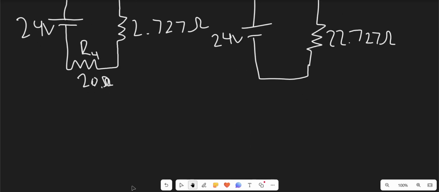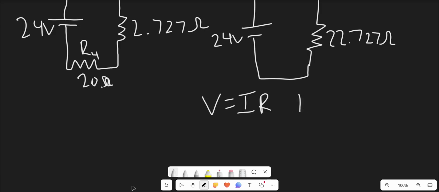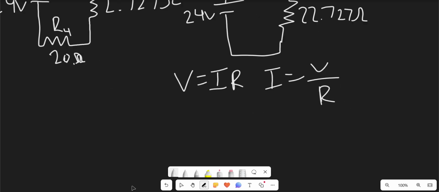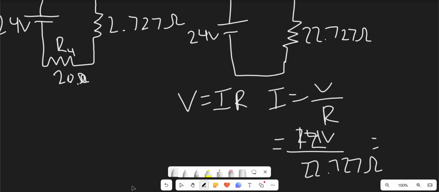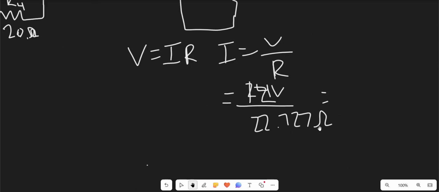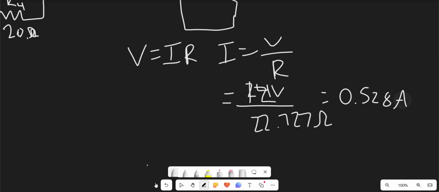So from here on out, we just have to use Ohm's law. So it's going to be V equals IR, solving for I, that will be voltage over resistance, and plugging in what we have, it'll be 24 volts over 22.727 ohms. Actually, I don't know why I wrote 24. In my notes, it's supposed to be 12. So we have 12 volts to divide by this value here. So that will give us 0.528 amps flowing throughout the circuit.